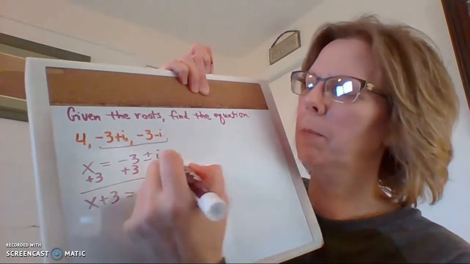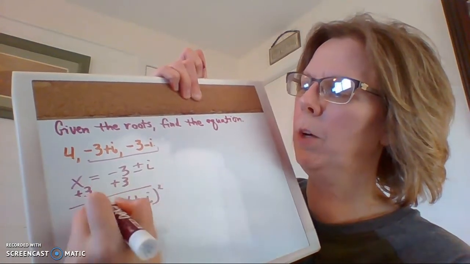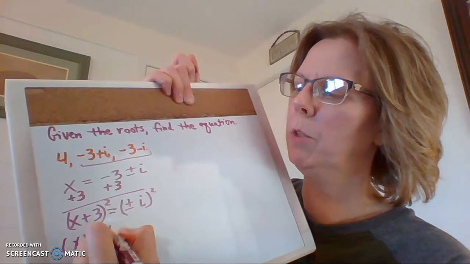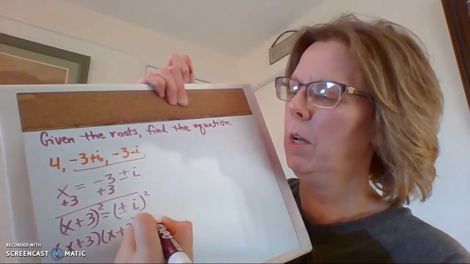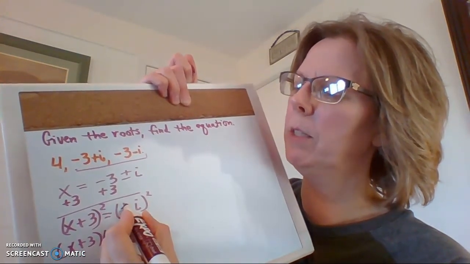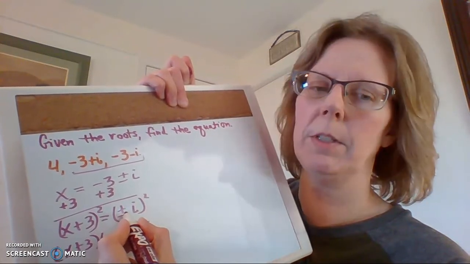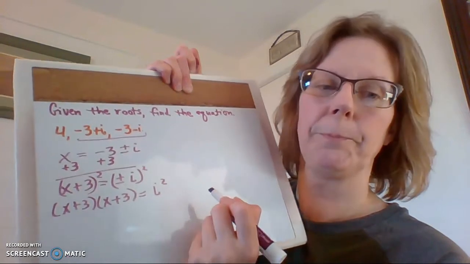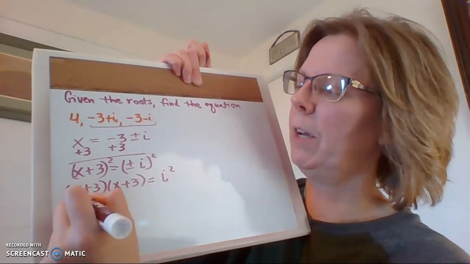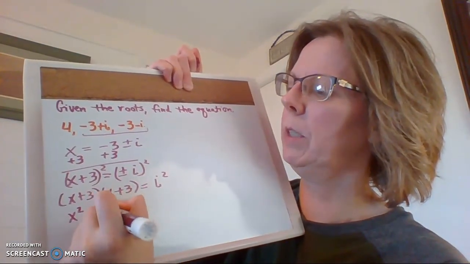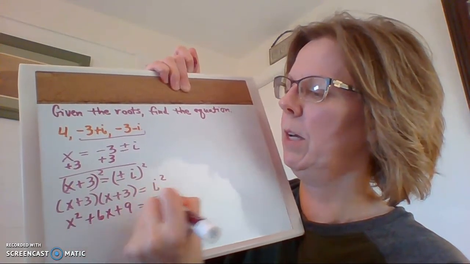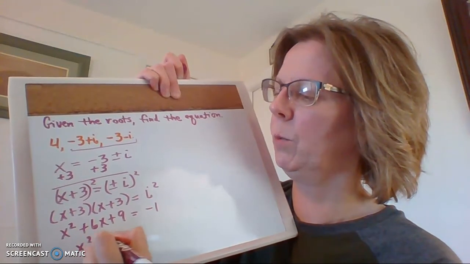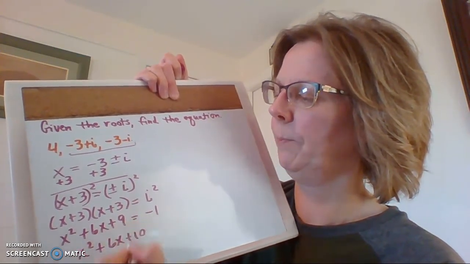To get rid of the plus minus, I'm going to go ahead and square both sides. Remember that squaring means that there are 2 of them, so I'm just going to write it out for you. Positive times positive is a positive, negative times negative is a positive, so all of that disappears and this becomes i squared. We simplify that further and I get x squared plus 6x plus 9 equals i squared, which is -1. Move your -1 over, you get x squared plus 6x plus 10.